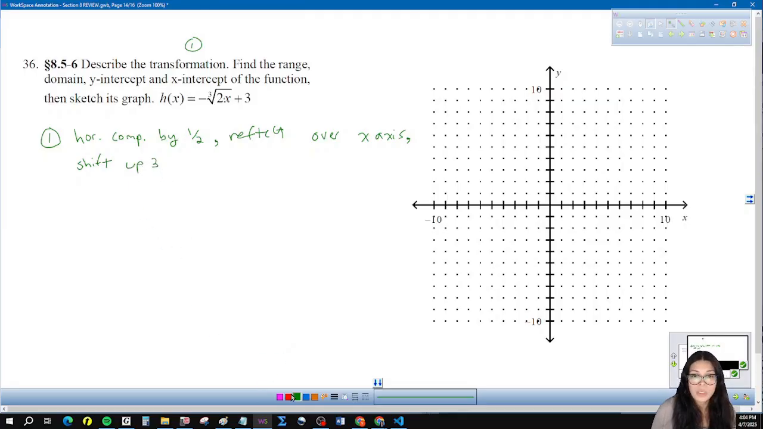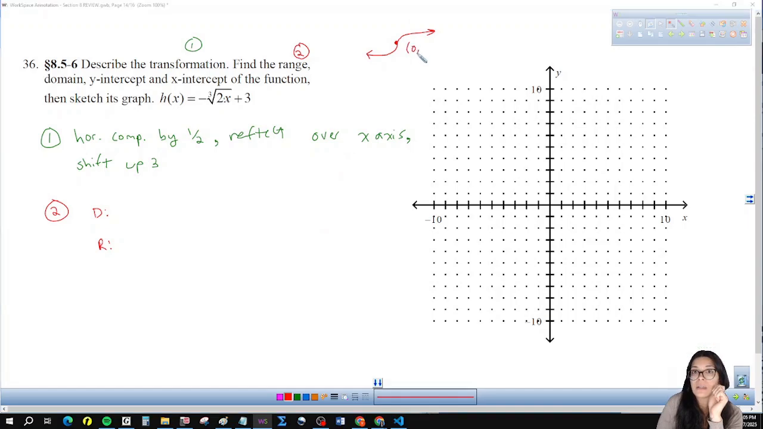The second thing that they're asking for is the domain and range. In order to do that, I do want to make a rough sketch. Now this is the cube root. The original cube root function looks like this. But this one is being compressed horizontally. So if you imagine horizontally, take it and push it together. It's going to look a little bit longer because of that. And it's being shifted up 3 units.